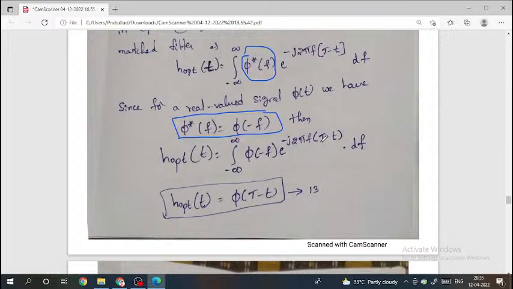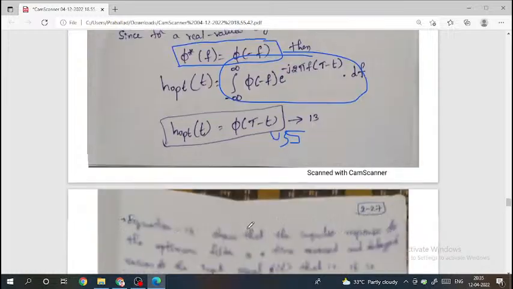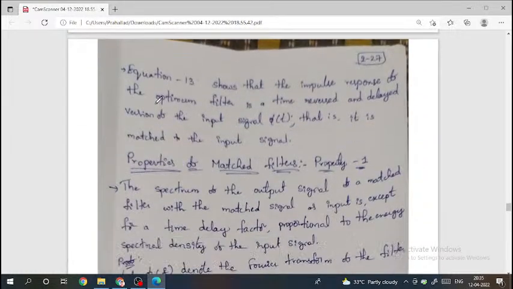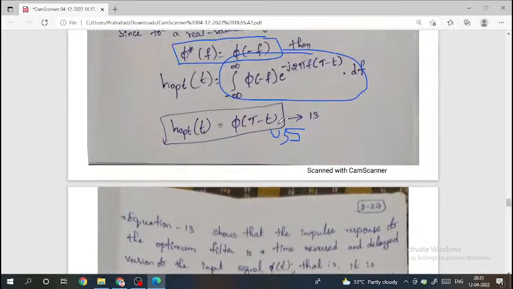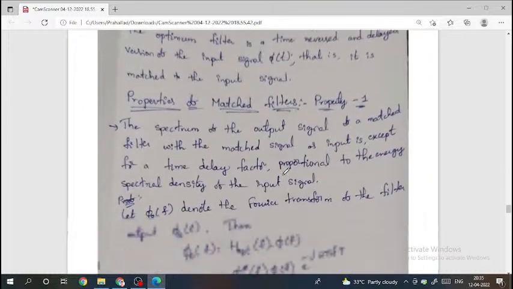From this, the expression can be replaced as phi of T minus t. So h optimum of t is equal to phi of T minus t. This is also from signals and systems. So now equation 13 shows that the impulse response of the optimum filter is a time reversed and delayed version of the input signal phi of t. That is, it is matched to the input signal. Time reversed and delayed. Hence it is matched to the signal.